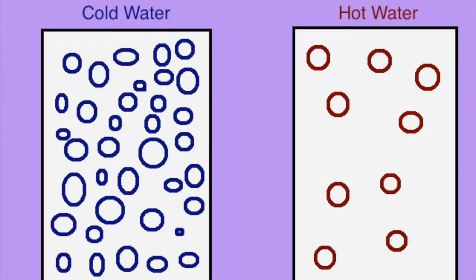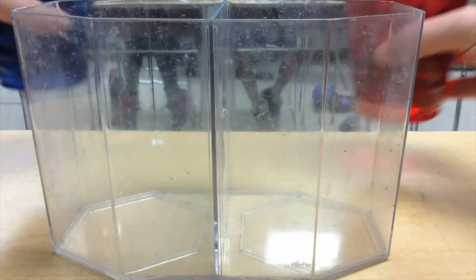Density is how close or far molecules are from each other. Temperature affects density. Warm water floats because it is less dense. Colder water sinks to the bottom because it is more dense. We did an experiment to see this.